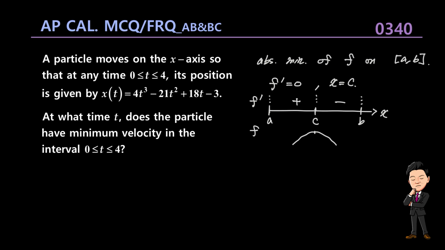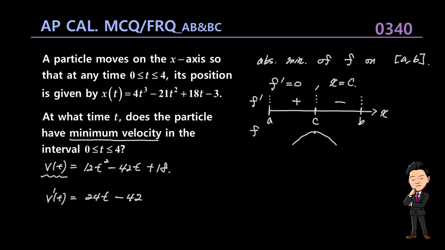Here, the question is asking us to find the minimum velocity, right? Here, velocity is equal to the derivative of the position, 12t squared minus 42t plus 18, right? So in order to find the minimum of this, we have to find the derivative of velocity and set that equal to 0 and find the time t. So the derivative of this, which is equal to acceleration, is 24t minus 42. And set that equal to 0, then we know that t is equal to 7 over 4, right?